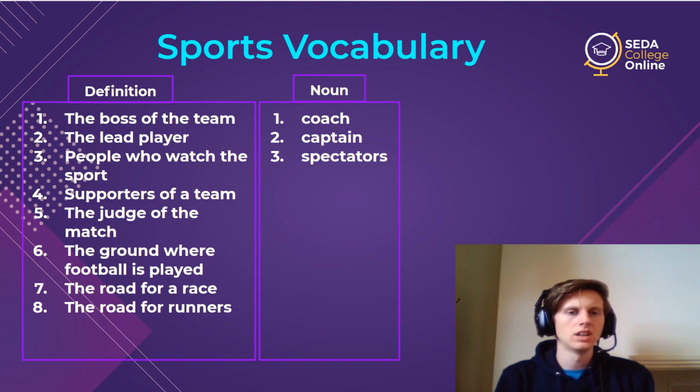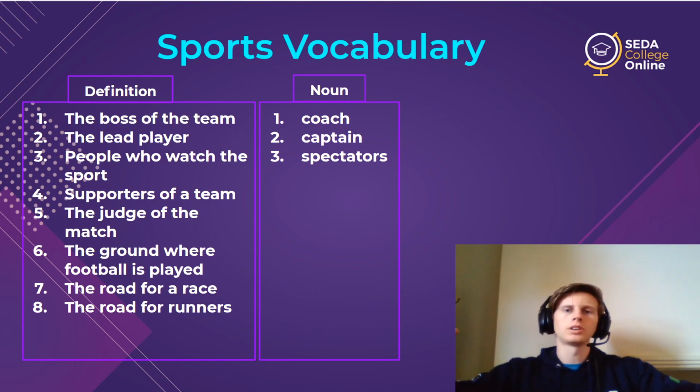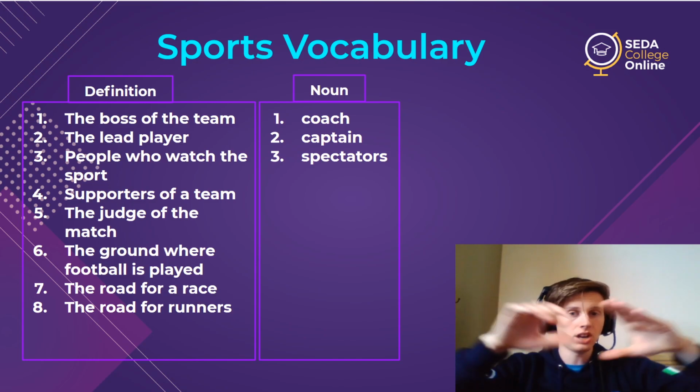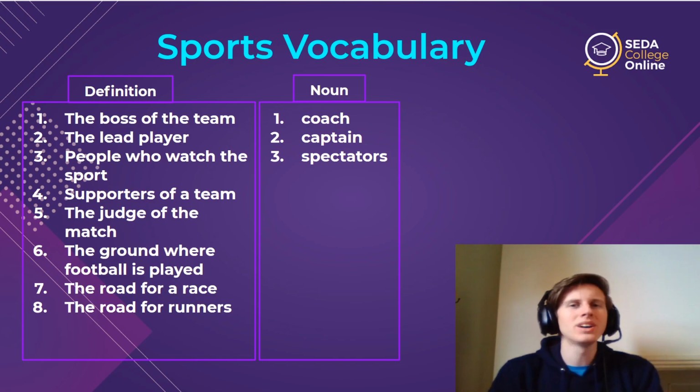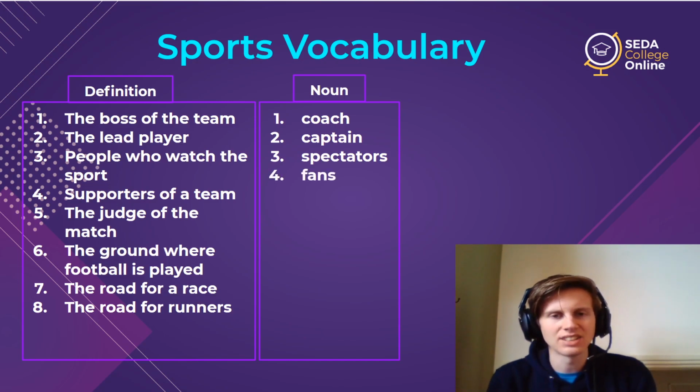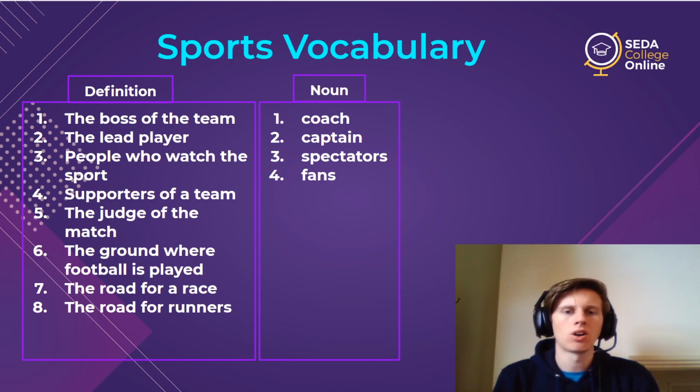Okay. Number 4, the supporters of the team. So spectators is the overall word for everyone there, but not everyone likes both teams. Usually half of the people like one and half of the people like the other. So who are the people who like the team? They are the fans. Yeah, so the fans of a team are the people who support it.